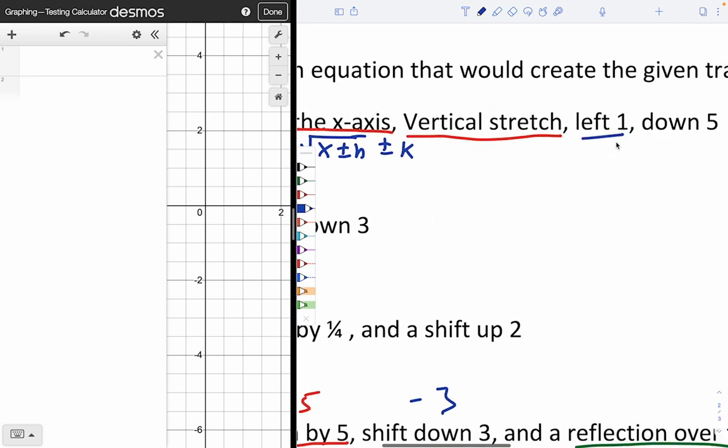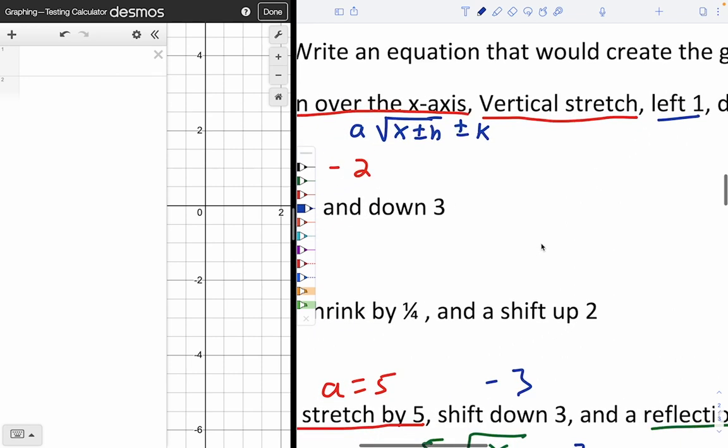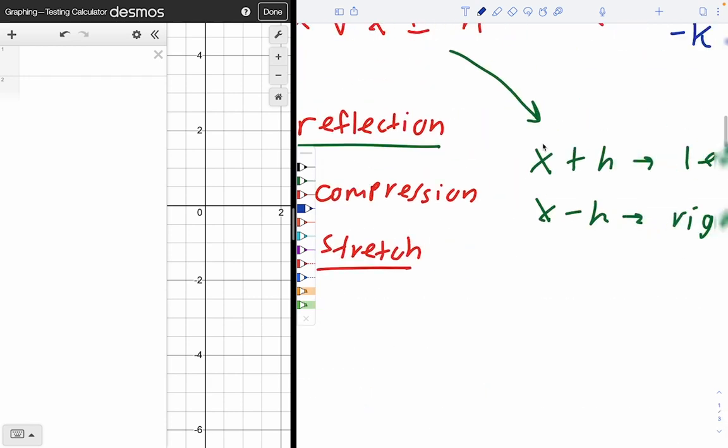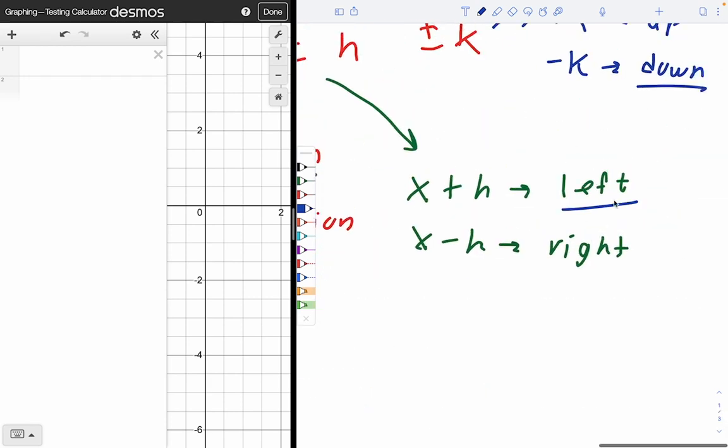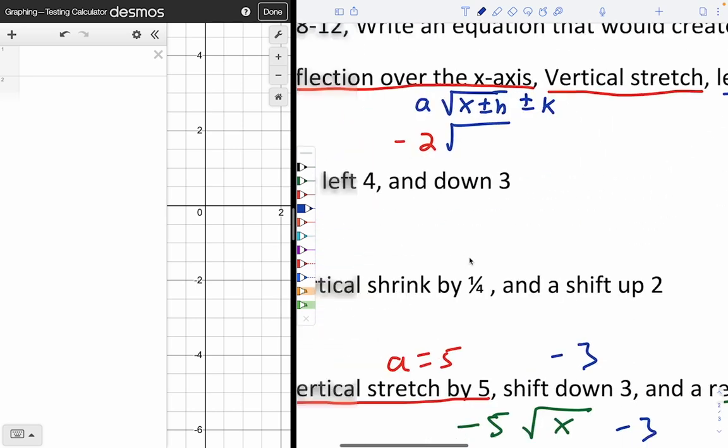Then we have left 1. What part of the formula makes it go left 1? The h or the k? If I wanted to go left 1, what would I need to put in here? What would my h value be if I'm left 1? Okay, so left 1 would be x plus 1.